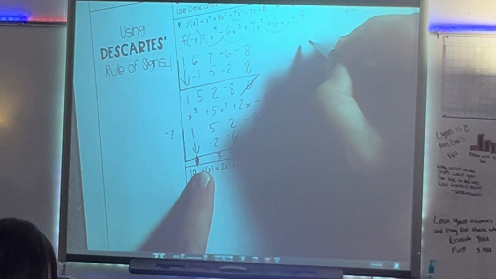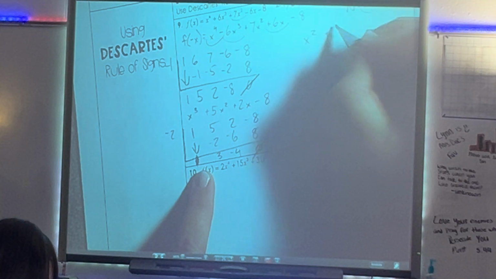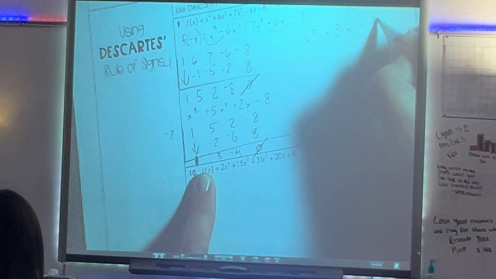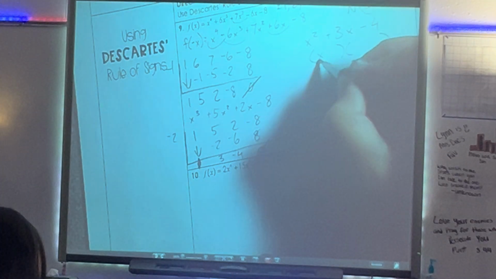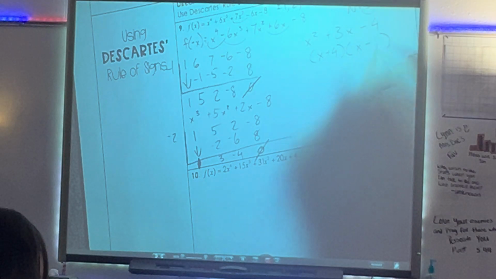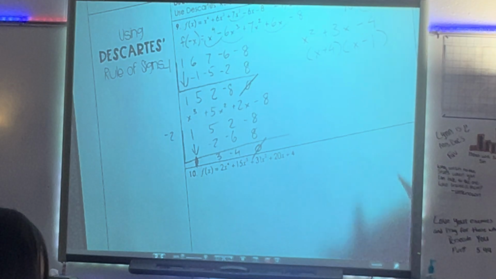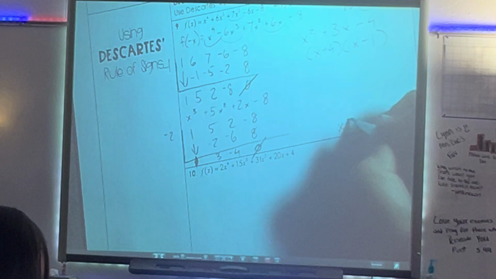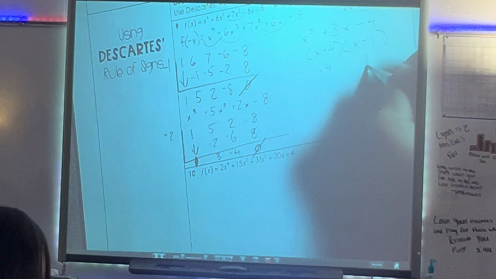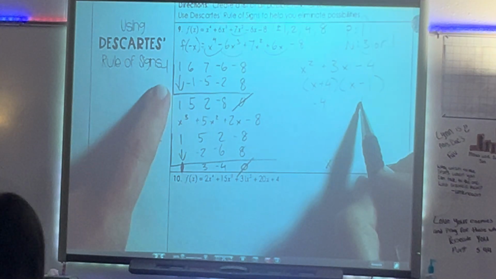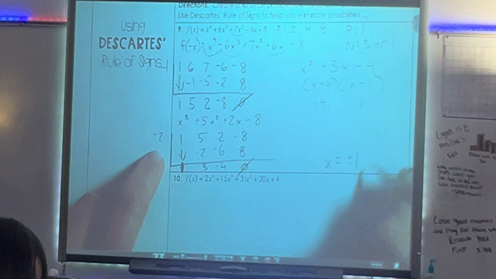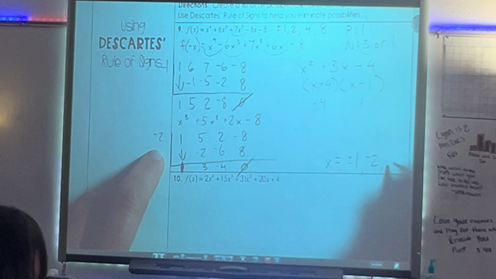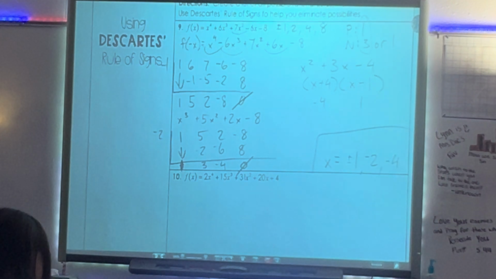Now I've got, looks like x squared plus 3x minus 4, which I can factor pretty easily. X plus 4 and x minus 1. So I ended up with x is equal to, it's going to be negative 4, plus a 1. So I had both positive and negative 1 there. I had negative 2 here and negative 4. Okay on that one?